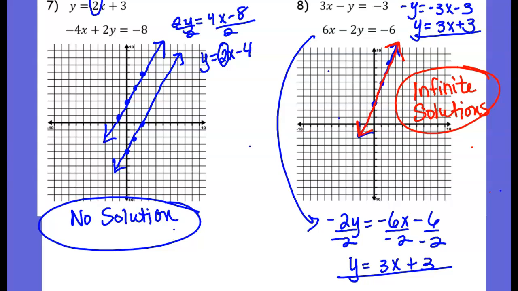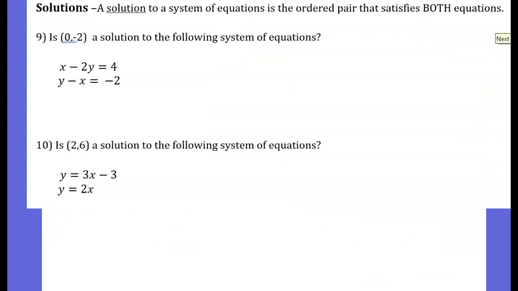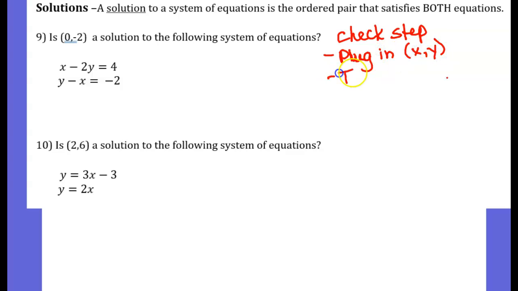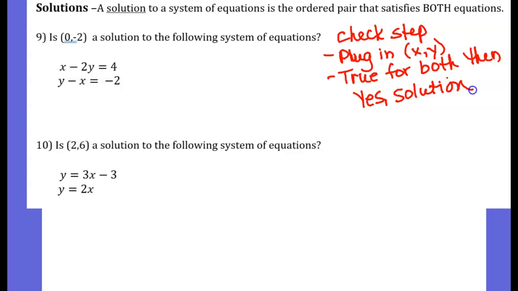Okay, so now let's look at solutions. It says, is (0, -2) a solution to the following system of equations? Well, this is like doing the check step. All we do is plug in the ordered pair. And if it's true for both, and this is important, true for both, then it is a solution. If it's false for either one, it's not a solution.